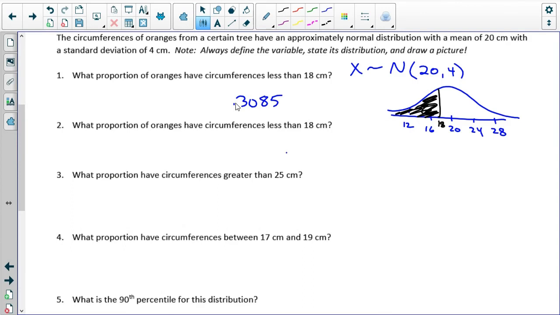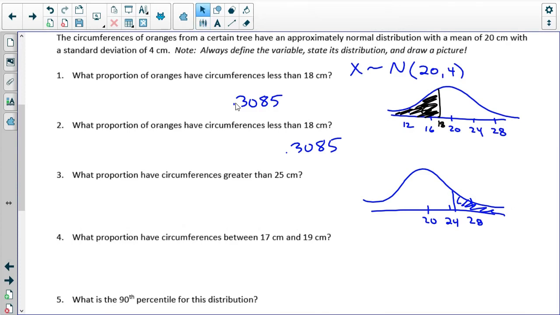Well, this is the same. I don't know why it's giving me 2 of the same question. What proportion have circumferences greater than 25 centimeters? So this is not going to be a very big number, because this is 20, here's 24, here's 28. So I want 25 to kind of be this number.